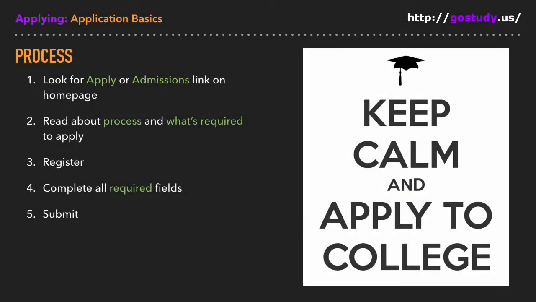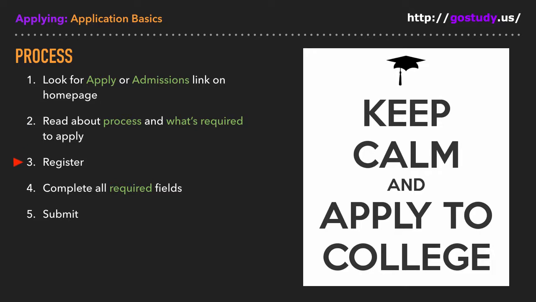The actual process of applying online is not especially complicated. Just go to the school's website, then look for a link on their homepage that says something like Apply or Admissions. You'll be directed to a web page with lots of information about how the application process works and what you'll need to submit when applying. You'll also find a link or a button that, when you're ready, takes you to the actual application.